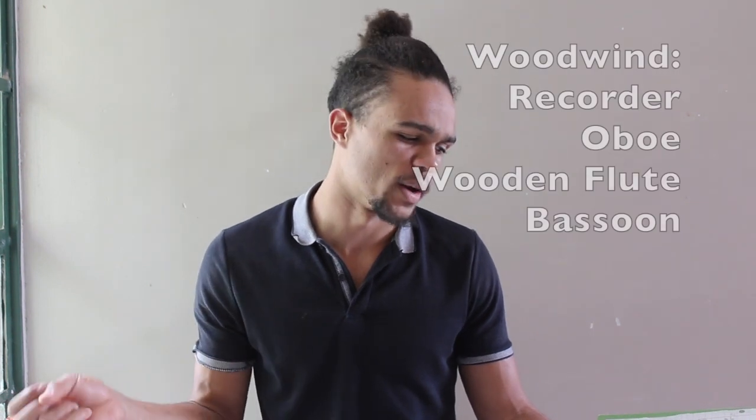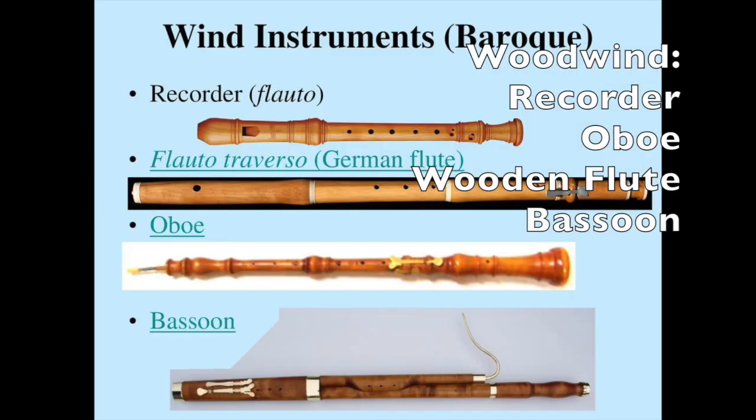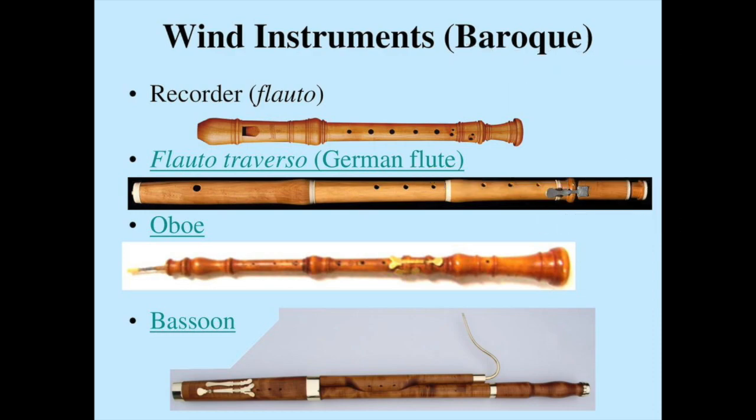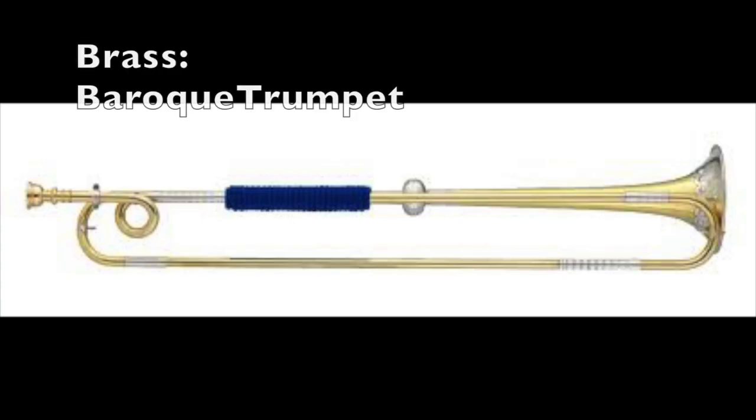Within our woodwinds, we had our recorders, we had our oboe. What was once known as the shawm became the oboe later on. Shawm was in the Renaissance era, the oboe was in the Baroque era. So we had our recorders, we had our oboes, the bassoon, the wooden flute. When it goes to the next family of brass, we had our trumpets.